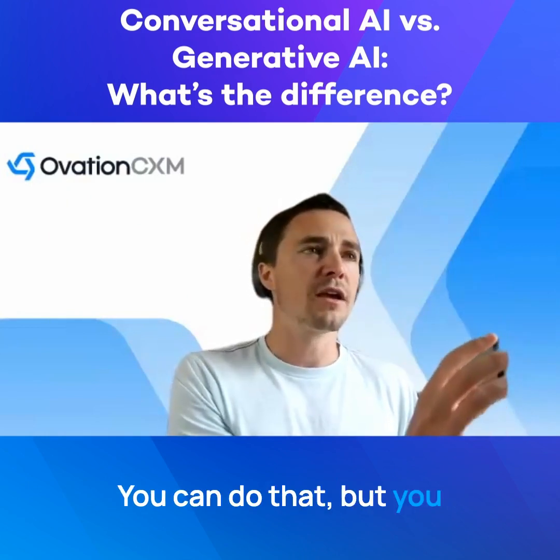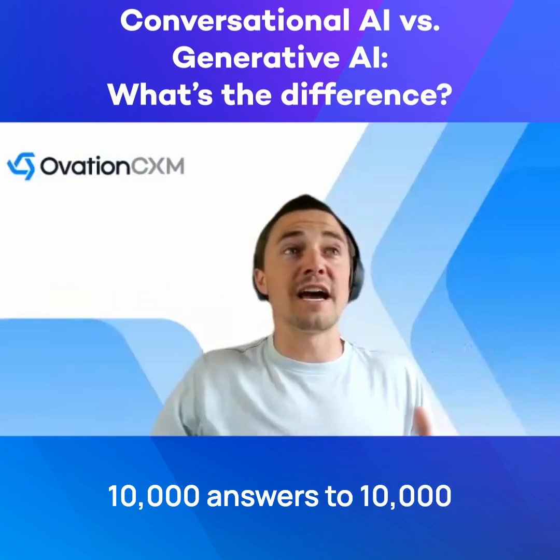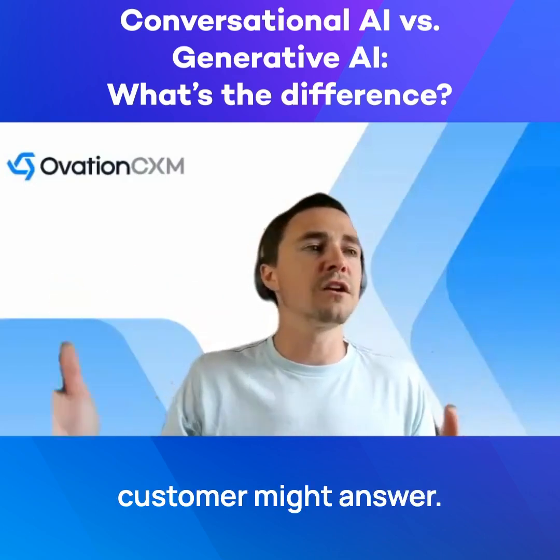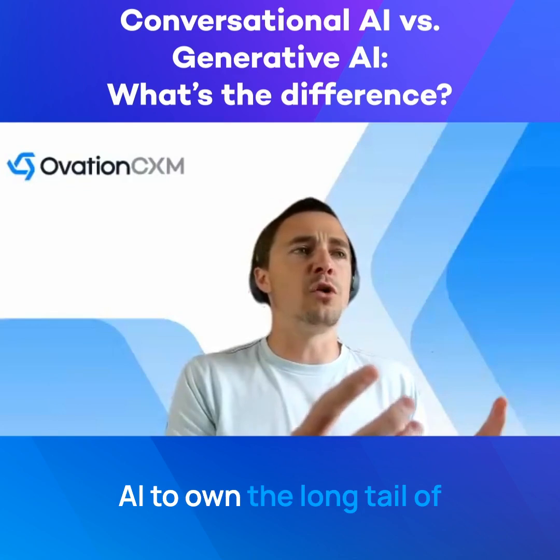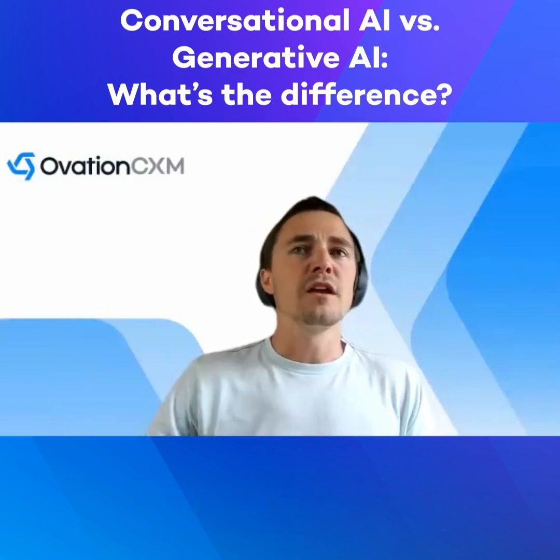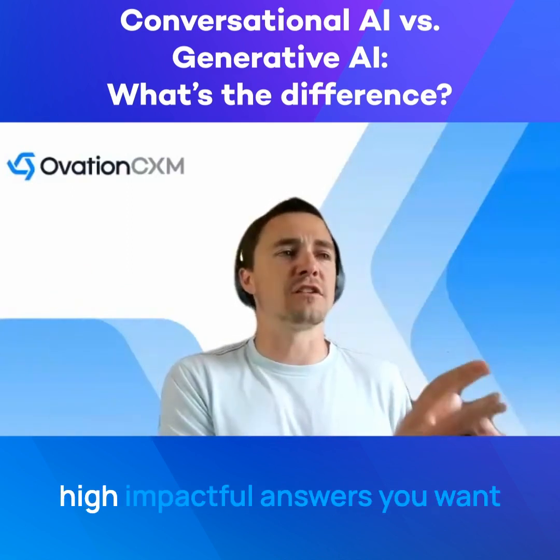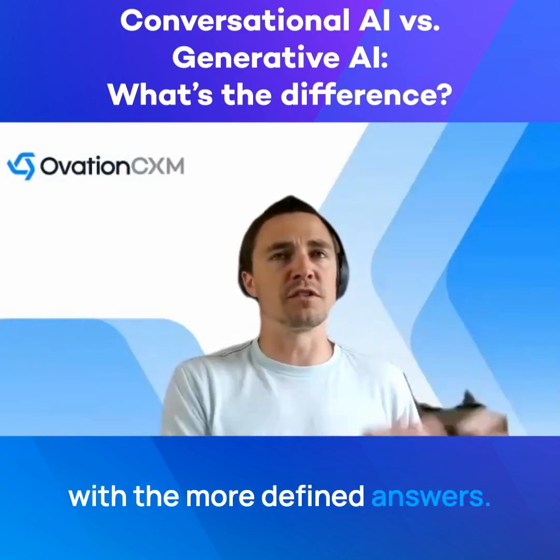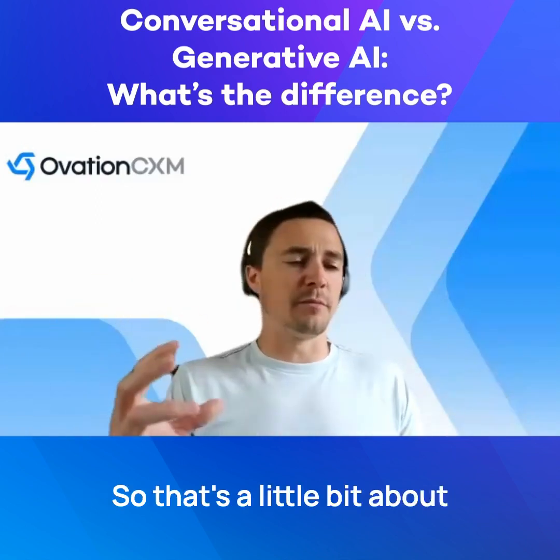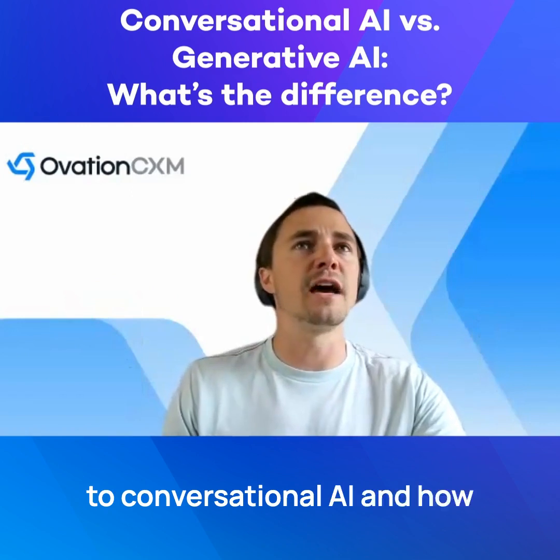You can do that. But you don't have time to write 10,000 answers to 10,000 possible questions a customer might ask. So maybe you use generative AI to own the long tail of questions and still give a really great experience. You add a little bit of risk, but you've mitigated your risk by controlling the really high risk or high impact answers with the more defined answers. So that's a little bit about the difference between generative AI and machine learning, an application to conversational AI, and how we think about it.